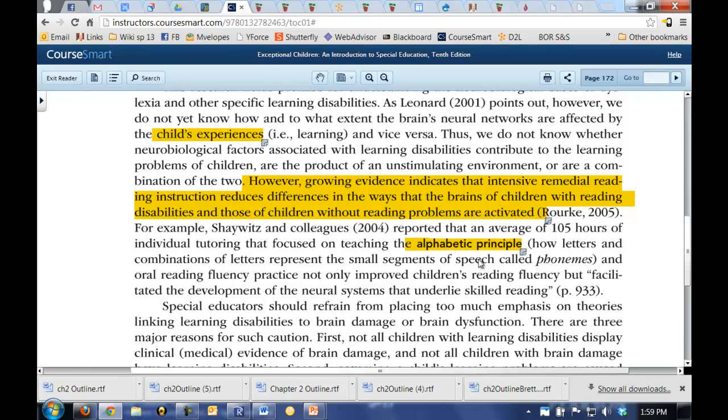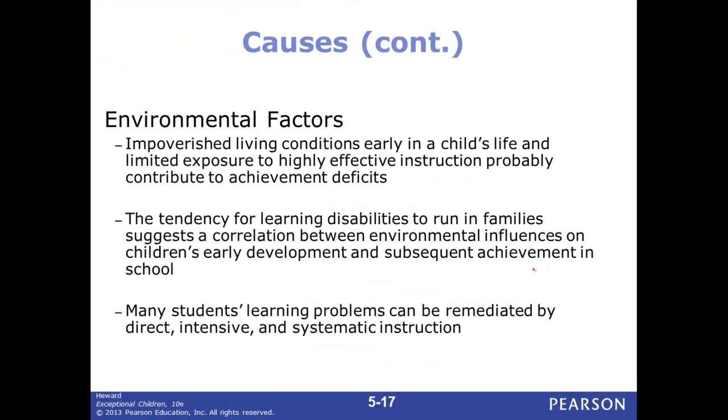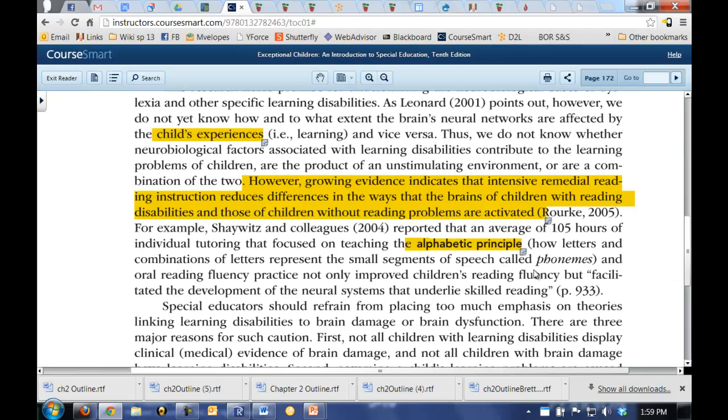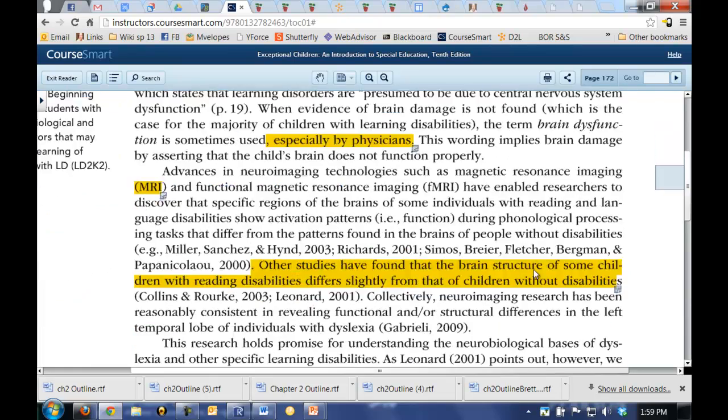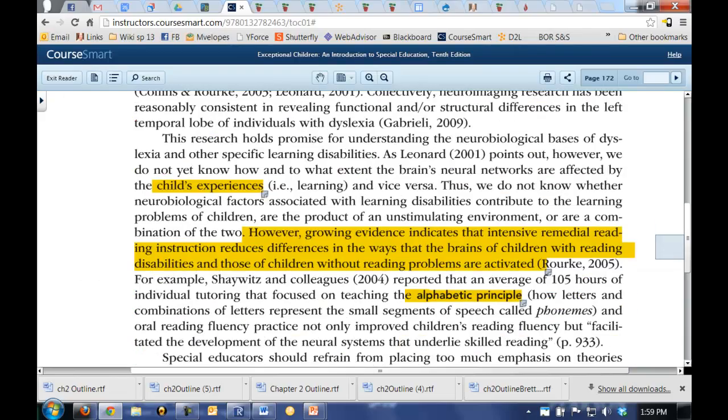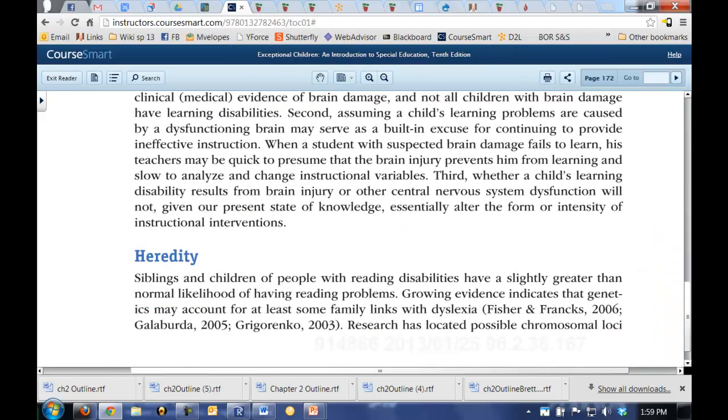Here's another one, alphabetic principle. That's what we're coming to here. I forget what this is under. Brain damage dysfunction. I think this is number 13. Alphabetic principle, and the definition right there. And hereditary, they said, have a slightly greater than normal likelihood of having reading problems.